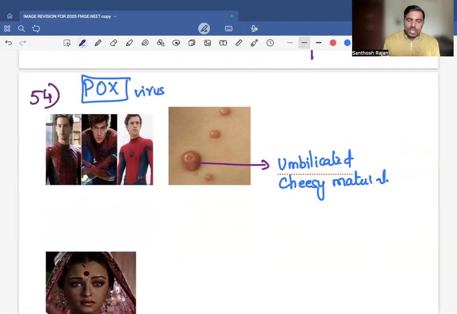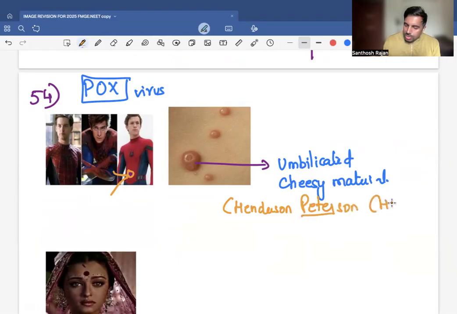So who is having the pox? Why did I put Peter Parker, Spider-Man, here? Let's imagine that from Peter Parker's umbilicus some cheesy material is coming out. Let's remember it like that. Why did I put Peter? Because the bodies you see here are called Henderson-Peterson bodies, or sometimes HP bodies. At least remember Peter, so you'll make it correct. Doesn't matter. Henderson-Peterson bodies. So don't make a mistake in this one. Umbilicated cheesy material means the pox virus is in question.